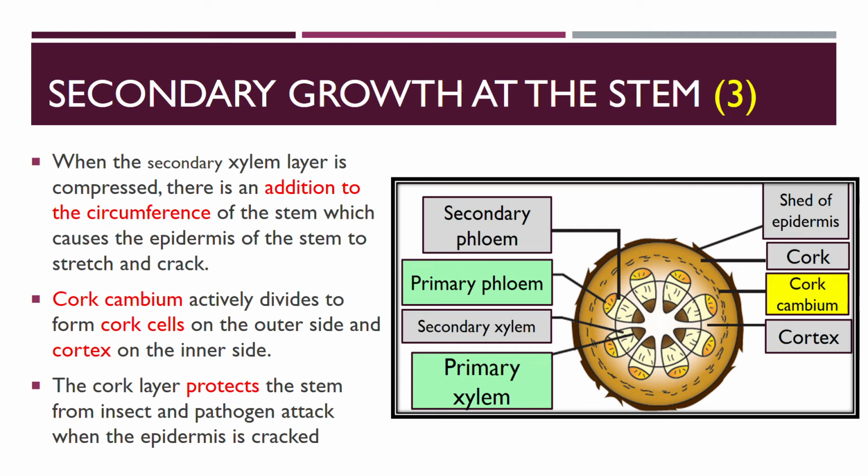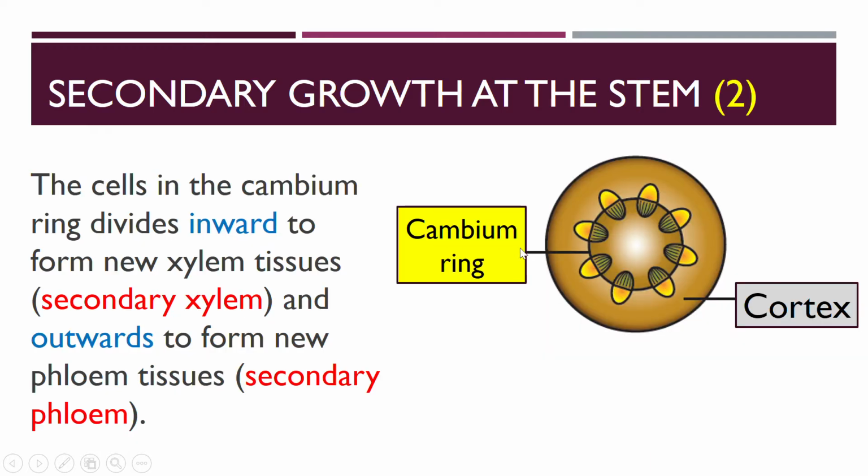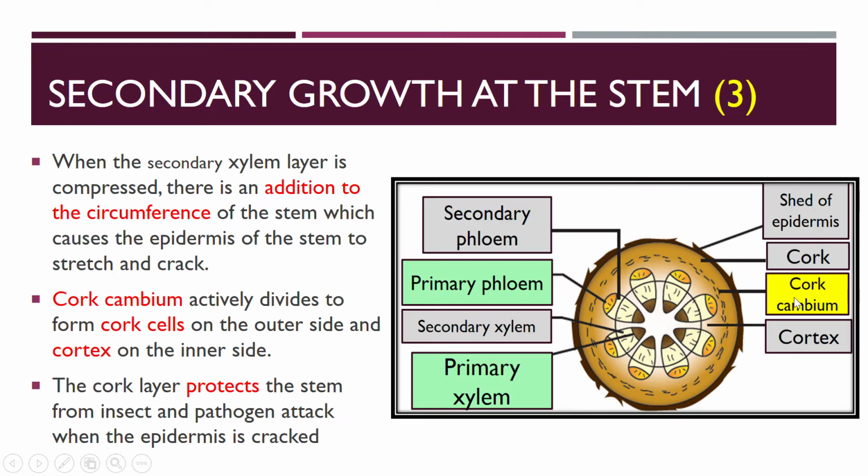Alright, let's continue. Tadi cikgu tunjuk yang ni kan, gelang ini. So you still remember what is this ring? This is actually the cambium ring. Okay, sekarang ni kita mau bincang pasal cork cambium pula. So this is cork cambium.